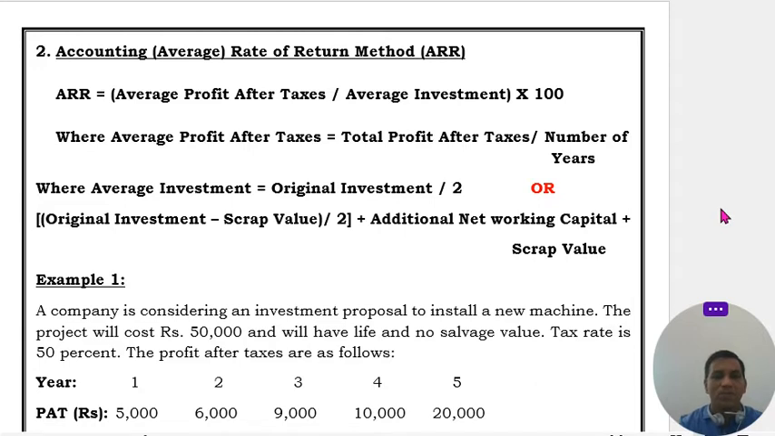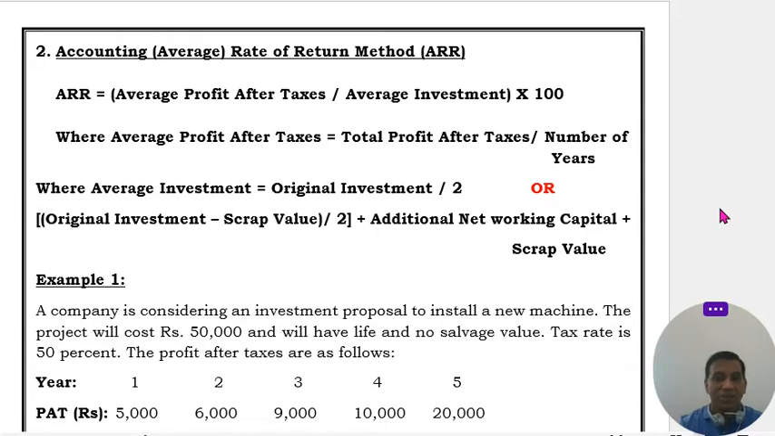So the formula to measure the ARR is average profit after taxes divided by average investment, multiplied by 100. That is, ARR is the rate of return percentage, that's why we multiply with 100. So how do you get average profit after taxes? Average profit after taxes equals total profit after taxes divided by number of years. And average investment equals original investment, that is the cost of the investment, divided by 2. That is the general formula.